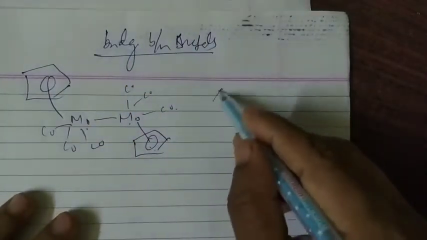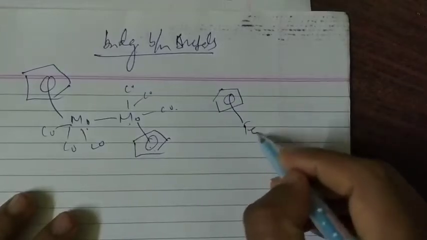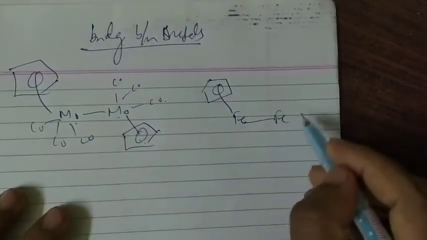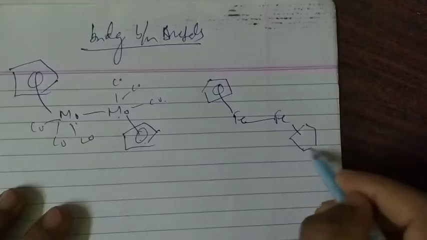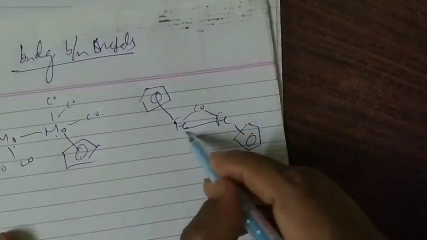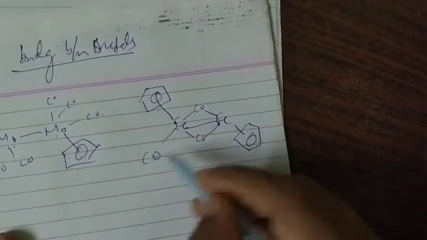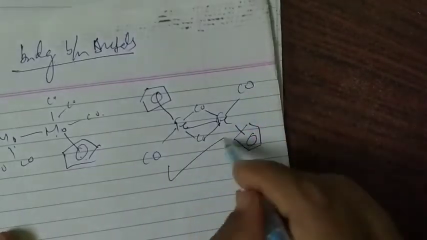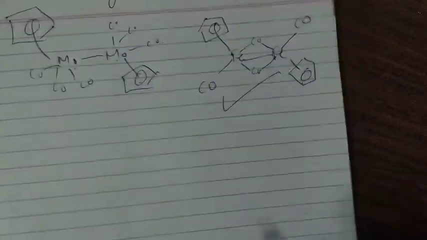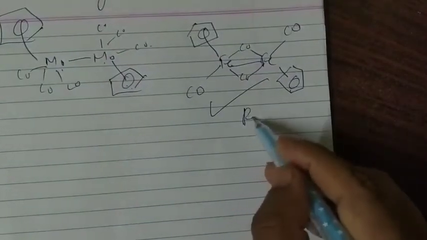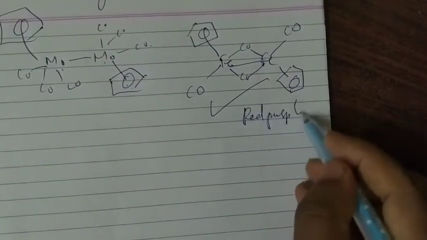Okay, similarly one more we can show, that is iron. Having this iron, we can show that like this. Now here we can show the bridging is possible with iron. So here carbon monoxide, here carbon monoxide, like this. This type of compound is a red purple solid. So this compound is red purple, or purple red.